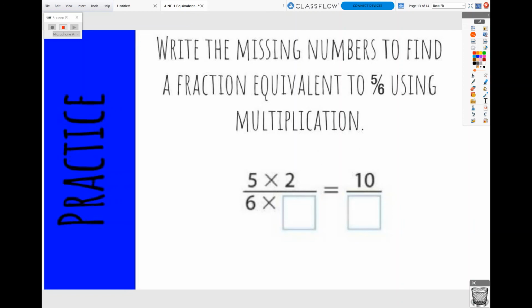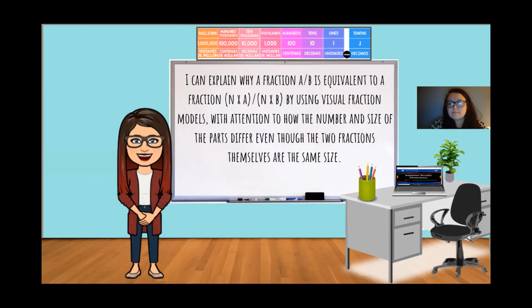Okay, our next problem is 5/6. Now they have actually worked out the new equivalent numerator for us. They said 5 times 2 is 10. Whatever I do to my numerator, I also have to do to my denominator. So I'm going to do 6 times 2, and 6 times 2 is 12. So 5/6 is equivalent to 10/12.